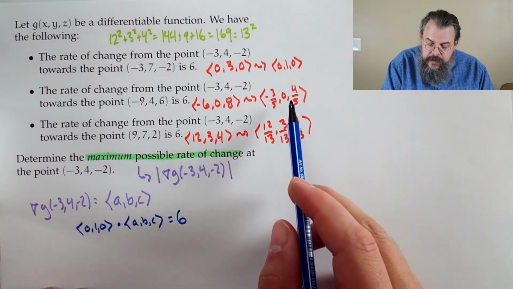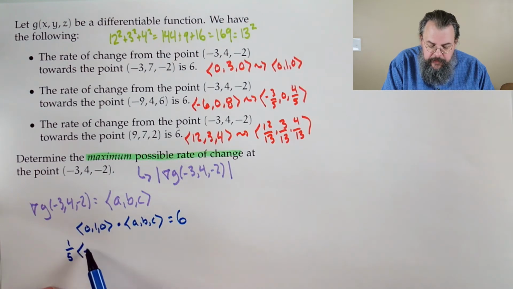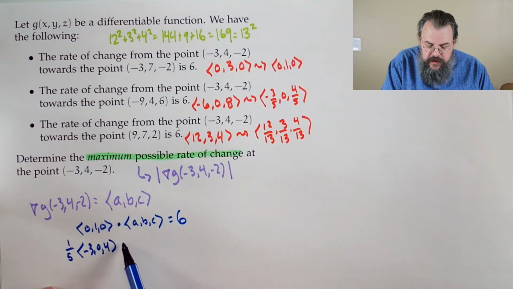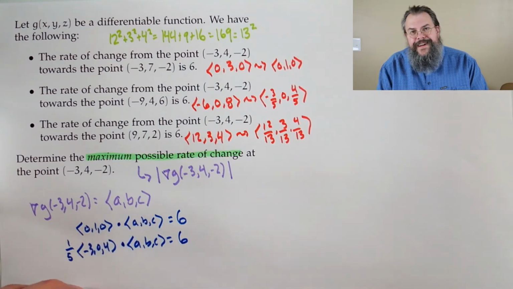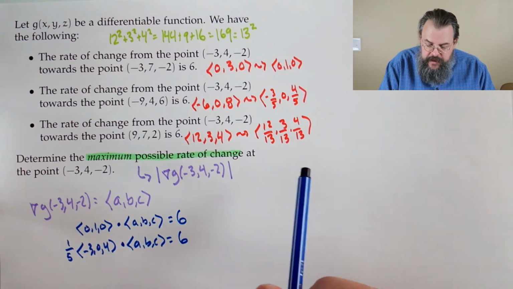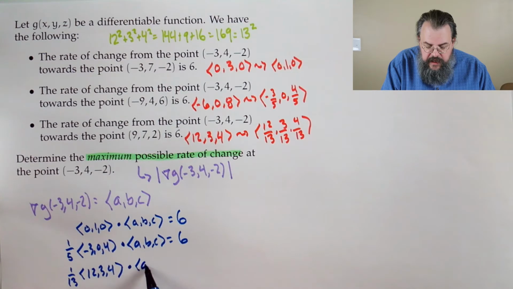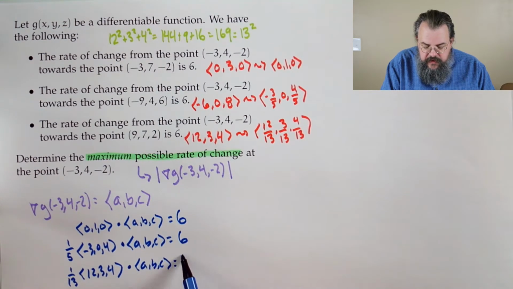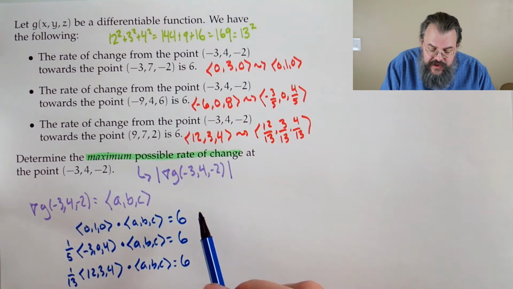And then, let's actually pull the 1/5 out front just because it'll be a little bit easier to see what happens. 1/5 minus 3, 0, 4 dot ABC equals 6. And you might say, Steve, wait a second. I thought you put the gradient first. You're right. Usually you do, but with dot product it doesn't matter, so we're okay. And if we pull the 1/13 out, 1/13, 12, 3, 4 dot ABC equals 6. Okay, cool.